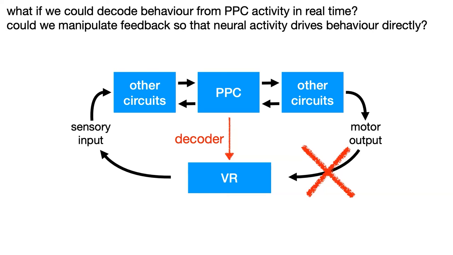Why? Because this should now operate as a different constraint for the activity in PPC, and it should evolve differently than in the physical case. In particular, our conjecture is that this will maintain the performance of a linear decoder far greater than chance.